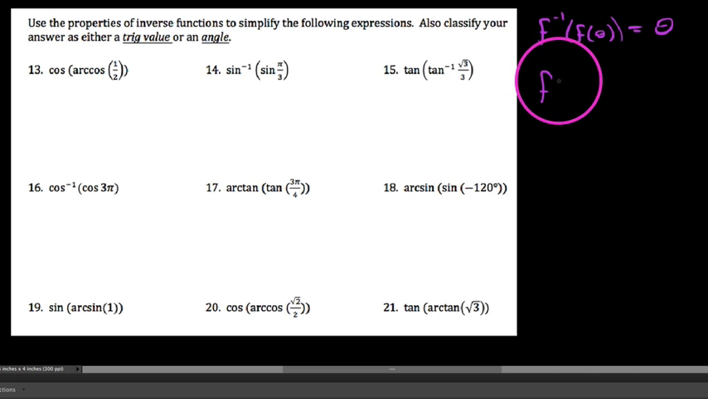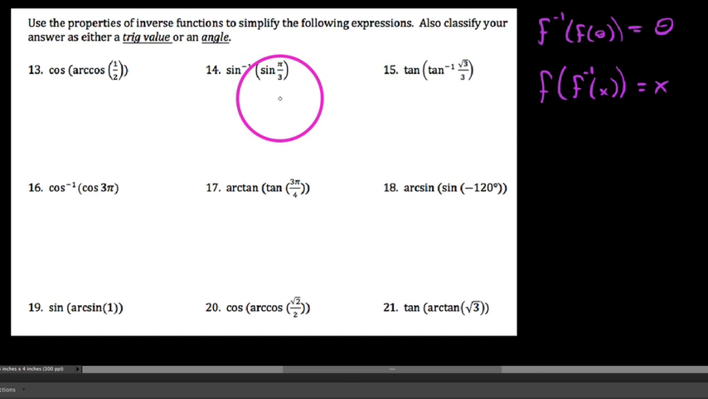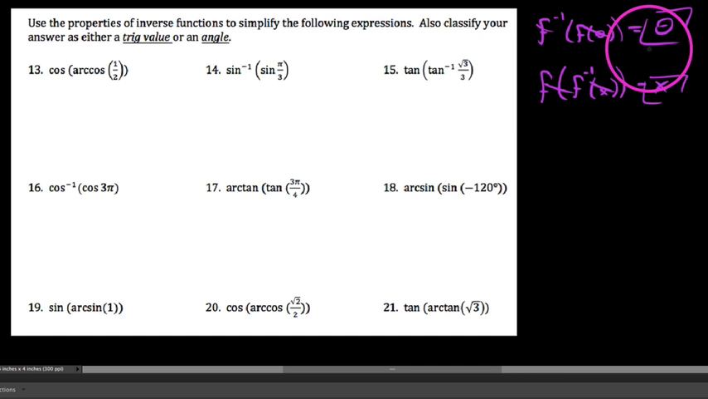Or we could take f of f inverse, and I'll just put an x value here, and you just get some x. Basically, the fact is that inverse trig functions undo one another. One thing we want to be really careful with here is this: when we take inverse trig functions of one another, we say that these arguments cancel out. That's very true, but we are restricted on what we can get out of these things.